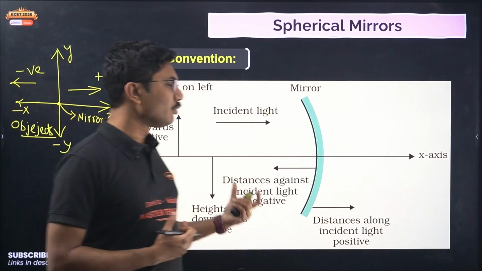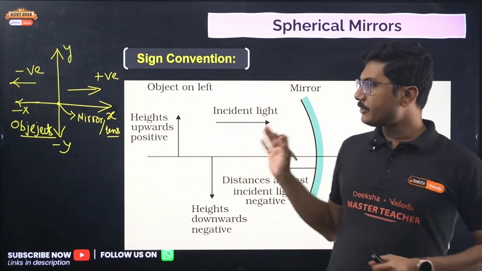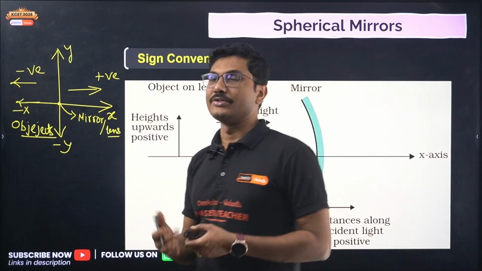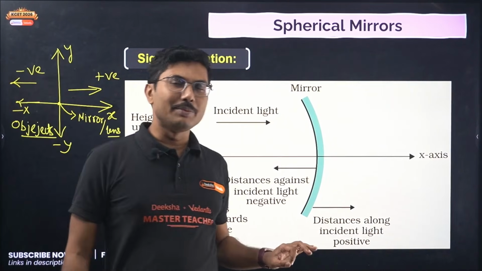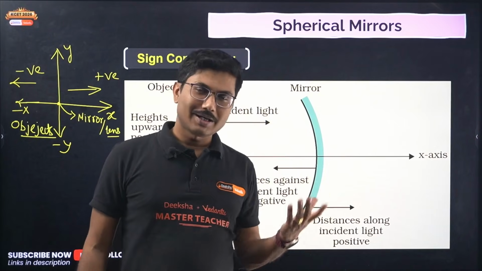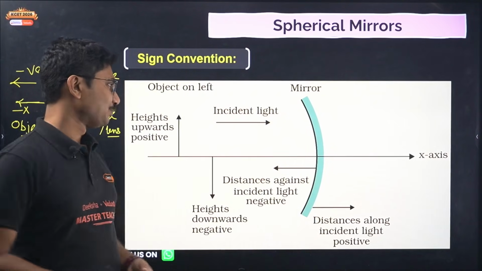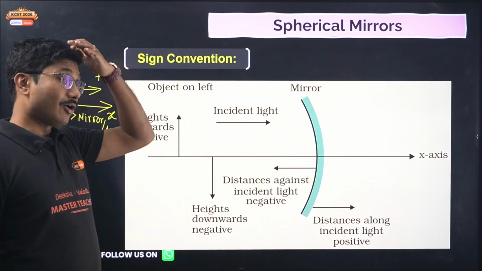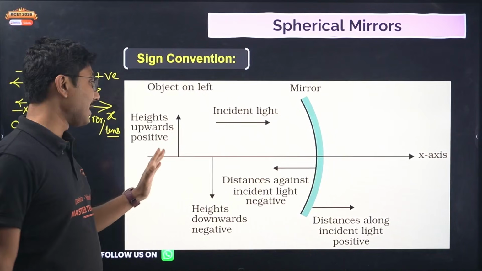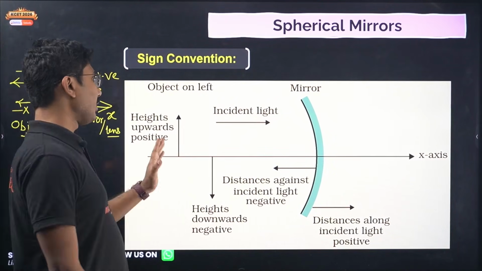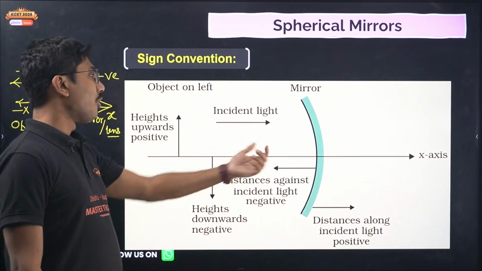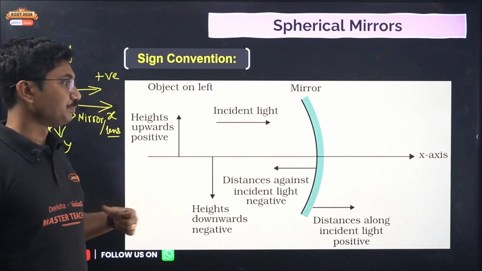So why do we need to know this sign convention? Because based on the sign convention, the value will change. If you make a small mistake in plus and minus, your entire answer will be different and you will get what? A big 0. So remember that object distances are always negative, object height is always positive. Objects are always in this orientation.